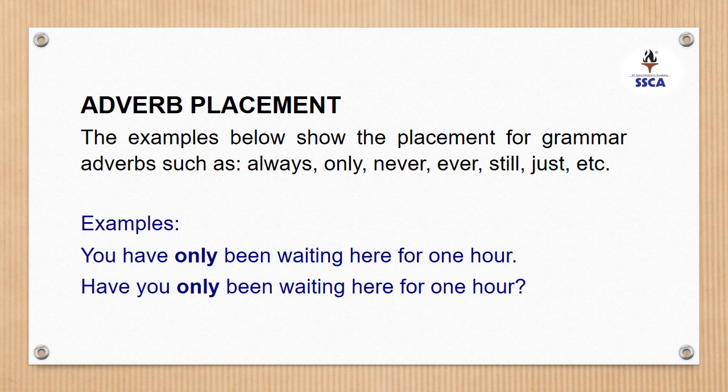Adverb placement is important. The examples below show the placement for grammar. Adverbs such as always, only, never, ever, still, just, etc. Normally we place the adverb before the main verb, but here we are placing it before been.